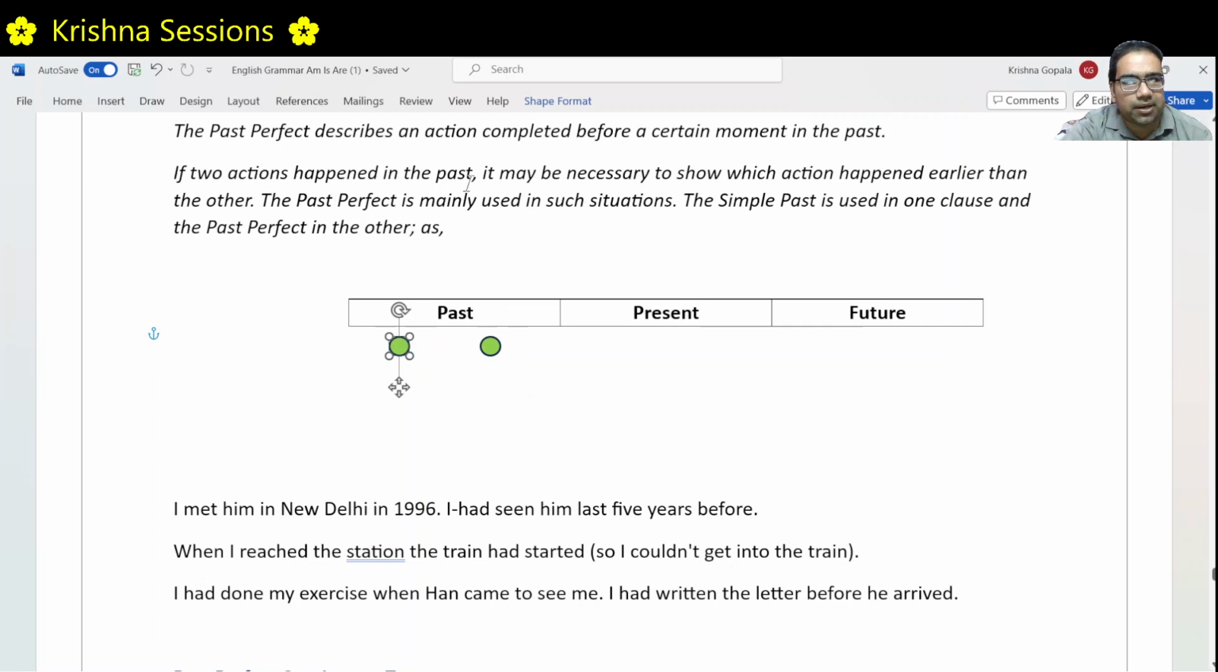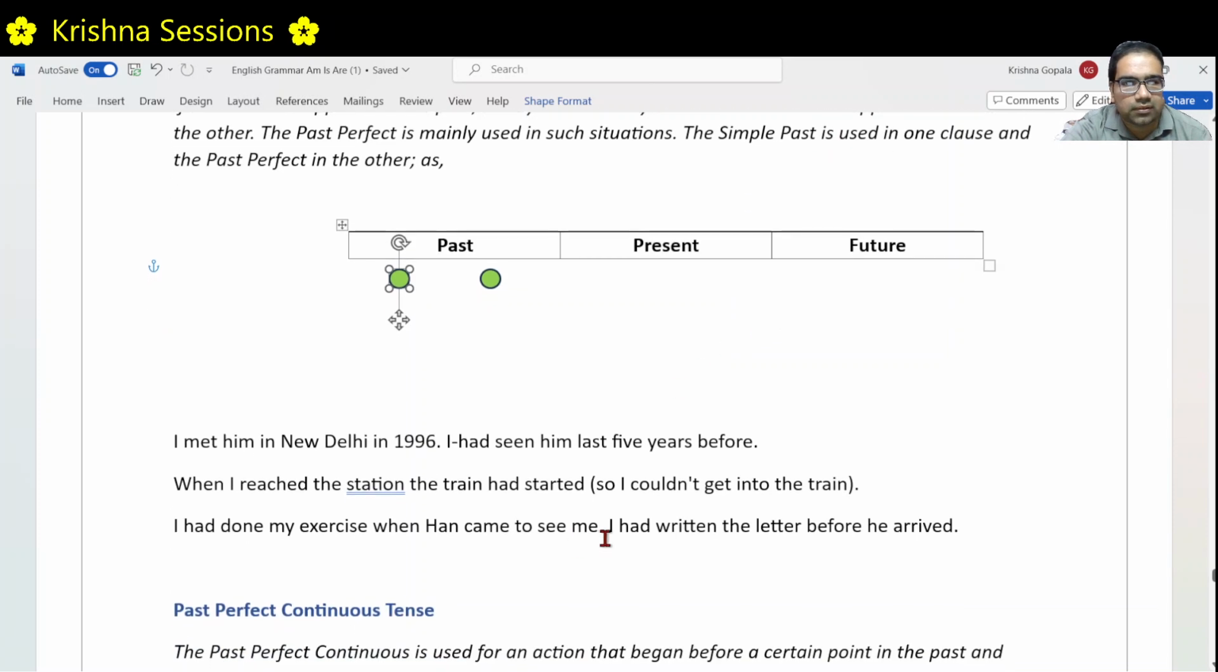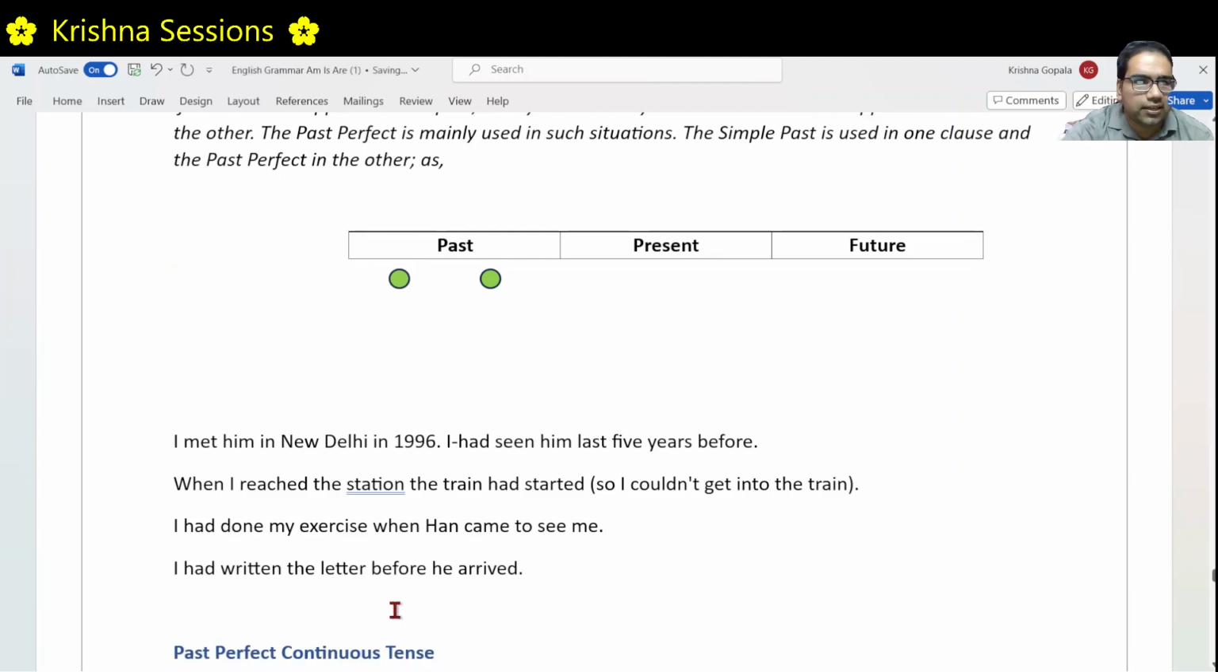If two actions happened in the past, which action happened earlier than the other? For example, I had written the letter before he arrived. He arrived is this action. I had written before that. So, to show the difference between two past events, the most recent event we'll write in simple past, and the one which happened before that we write in past perfect. I had written the letter before he arrived. He arrived is this point. I had written is this point.